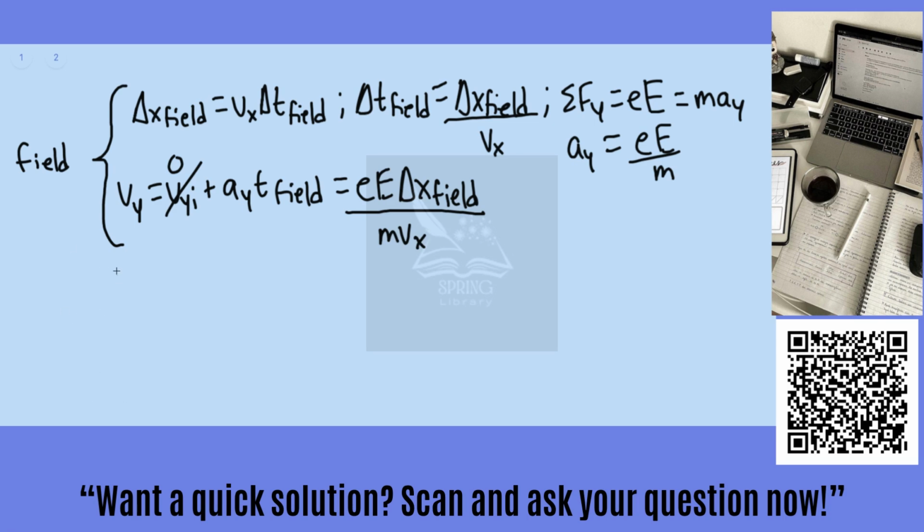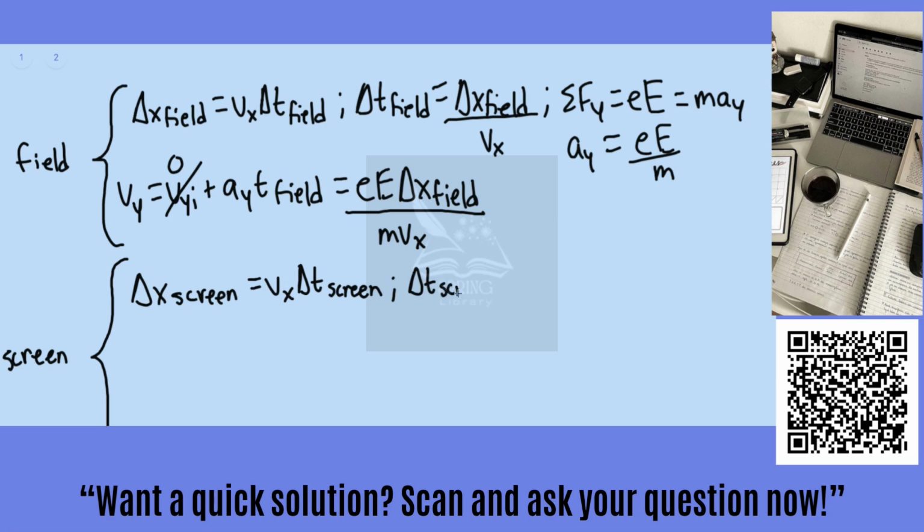Now we're going to move on to the screen. So this section will be our screen. And we have that delta x of the screen equals Vx times delta t of the screen. So again, we know that delta t of the screen is going to be equal to delta x of the screen divided by V sub x. And we know that delta y of the screen now will equal Vy times delta t of the screen.